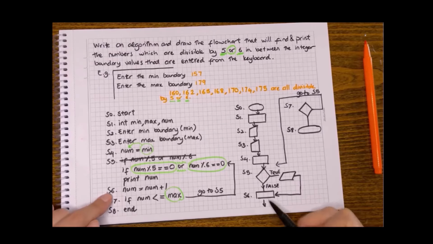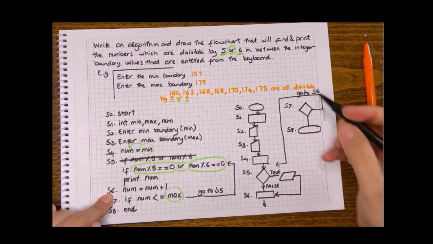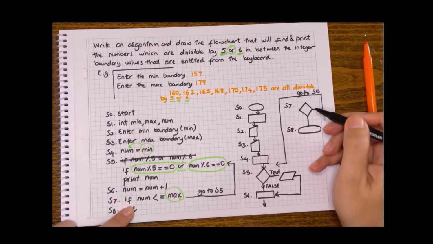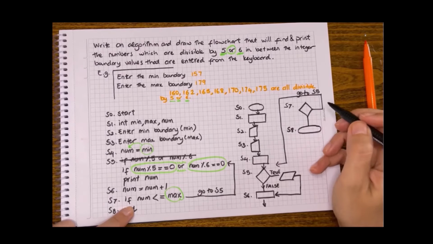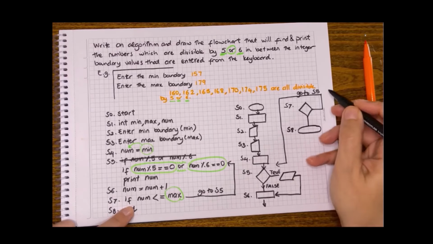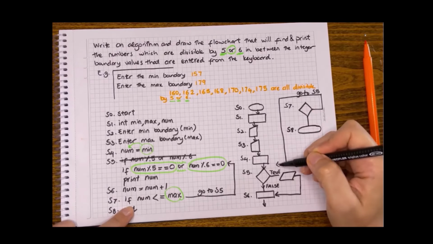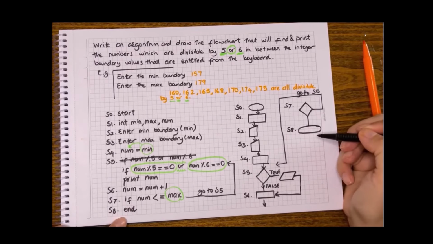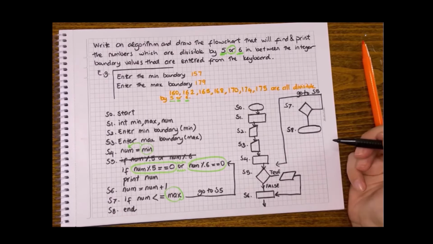After that, we have step number 6, and in step number 7, we have another decision statement. So in here, we simply say that number less or equal to the maximum, and if it is true, we go to step number 5. Otherwise, we go out of the loop and we finish the algorithm.